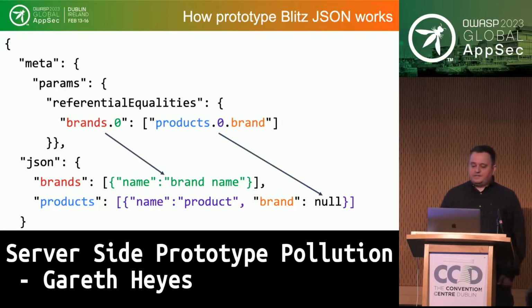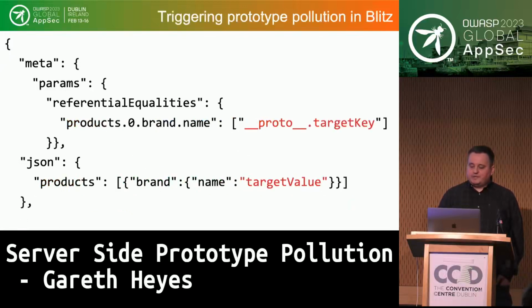This is how you can get prototype pollution, because if you can control multiple properties, then you can use proto.targetKey, for example. So in this example, we get the brand name and we assign the value to proto.targetKey. So this is how prototype pollution works in the Super JSON library.